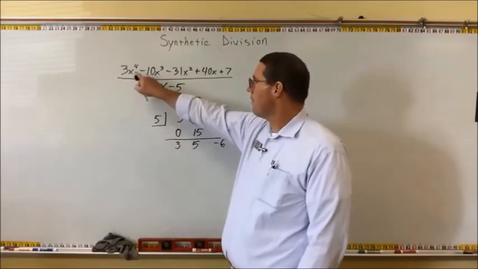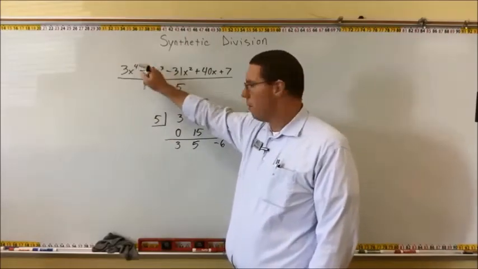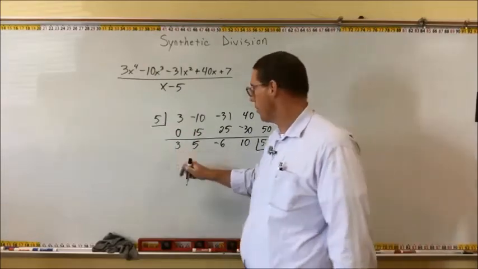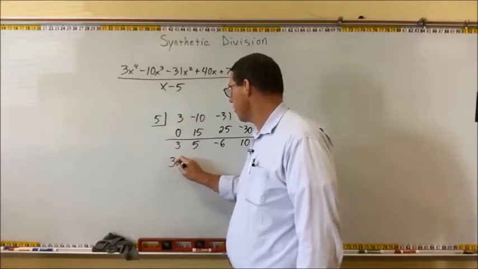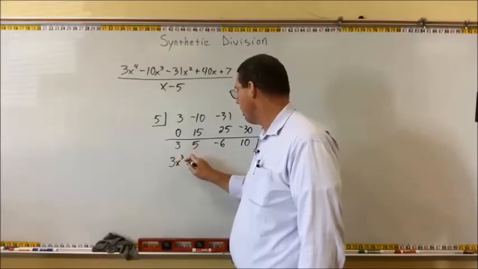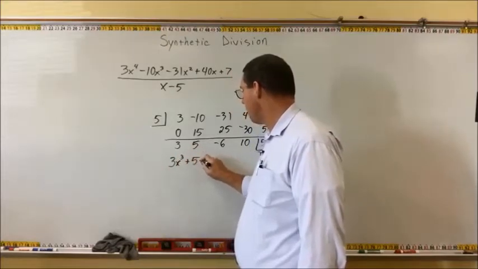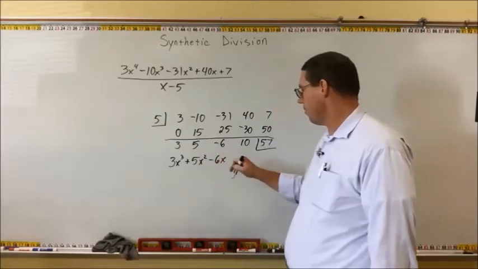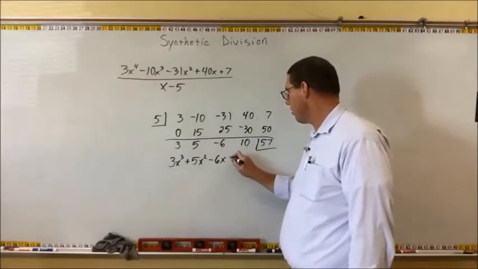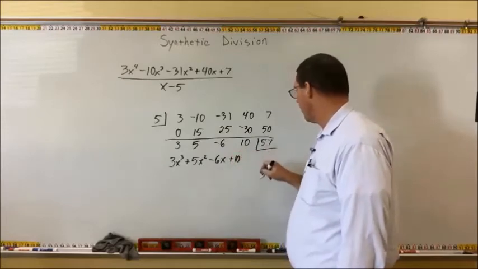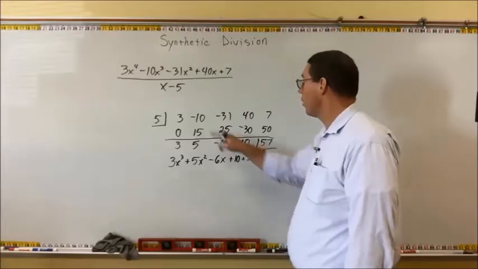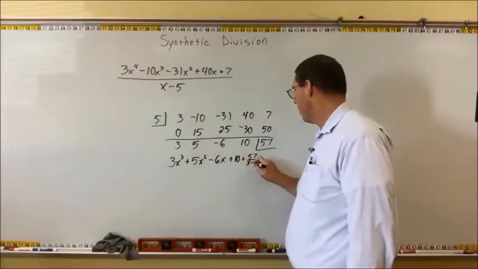Because we started off as an x to the fourth, we know that our answer is going to start off as x to the third, 1 power less. Okay? So this is going to be 3x to the third. This is a positive 5, so that's plus 5x to the second, minus 6x, x to the first, or just x, plus 10. And then our remainder is positive 57, so plus 57 over x minus 5.